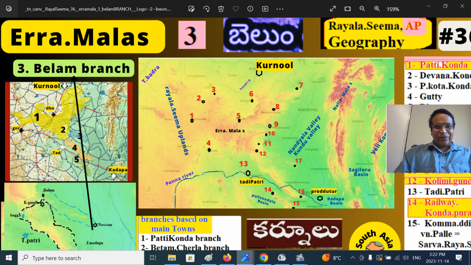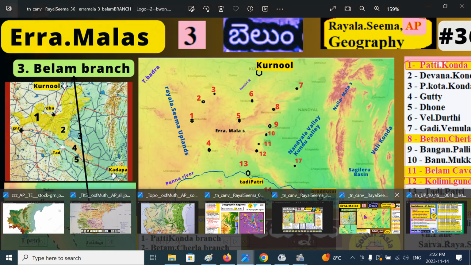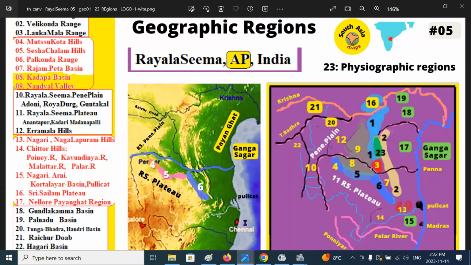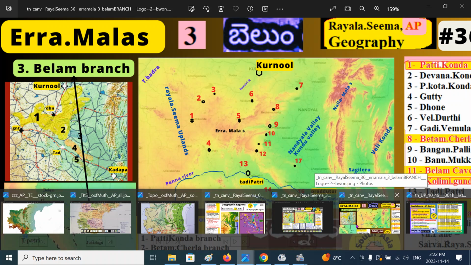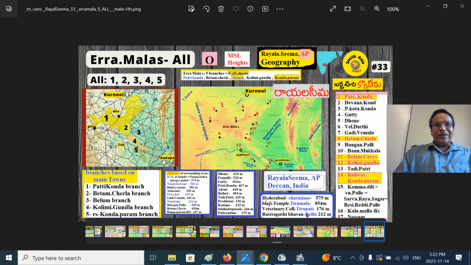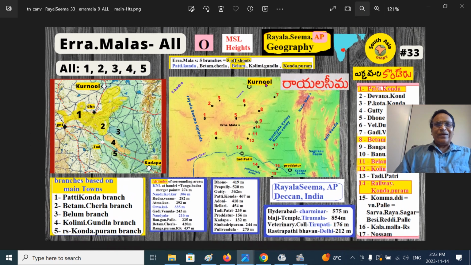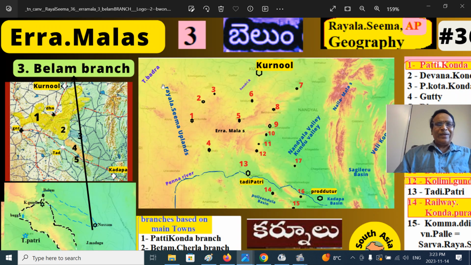For those who want it, I have given the broader picture of the Erramala ranges in part 33, where you can see what the Erramalas are and that broader picture. This particular part will explore more.